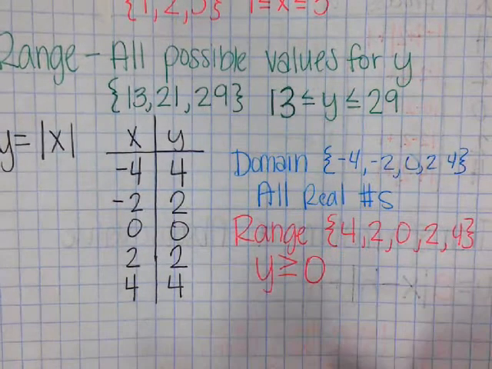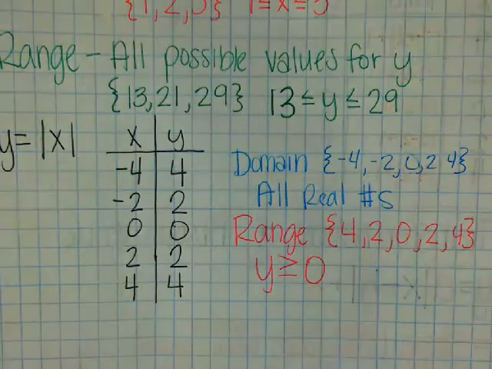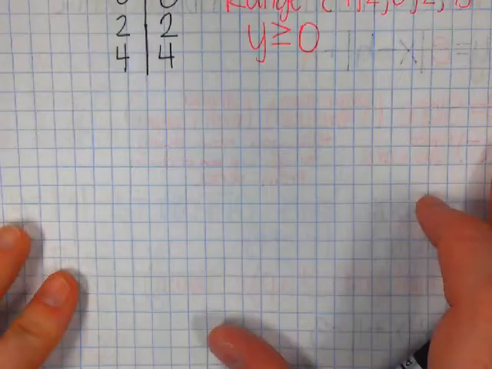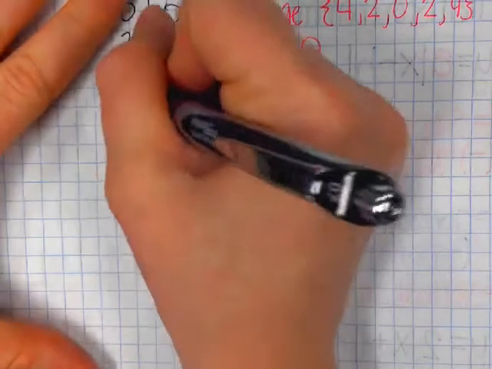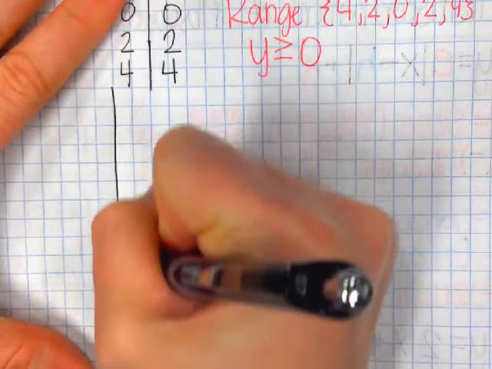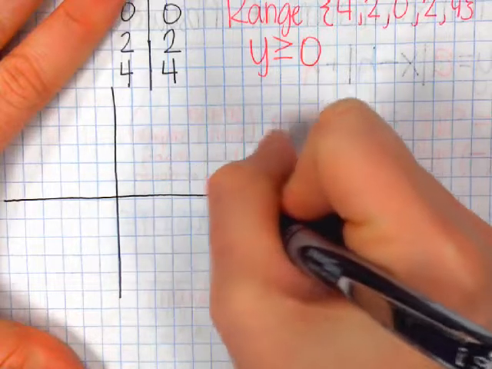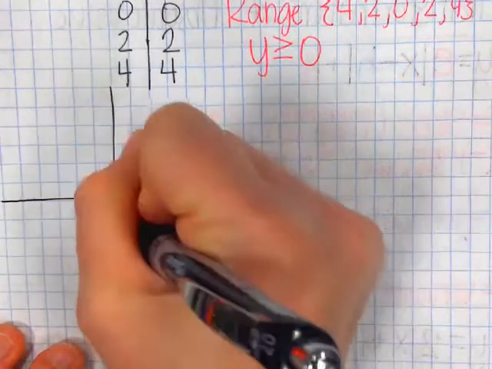You just say the values have to be greater than or equal to 0. Okay, I'm going to give you a graph. So that one was just giving you a table. If I give you a graph and ask what the domain and range are?